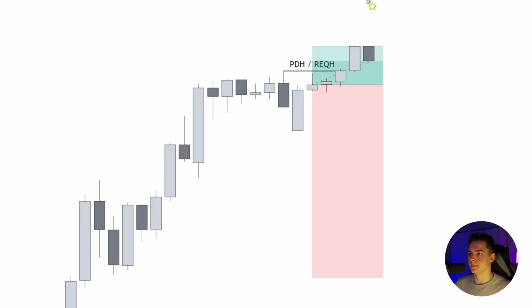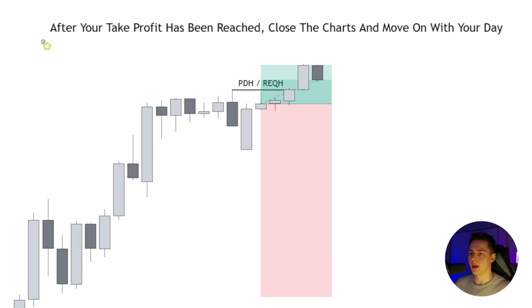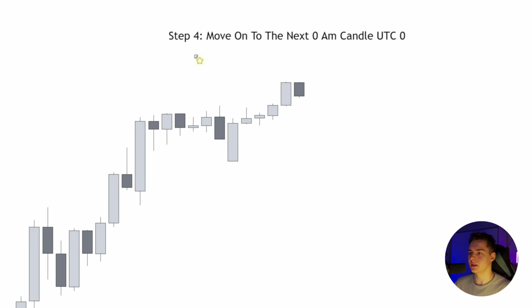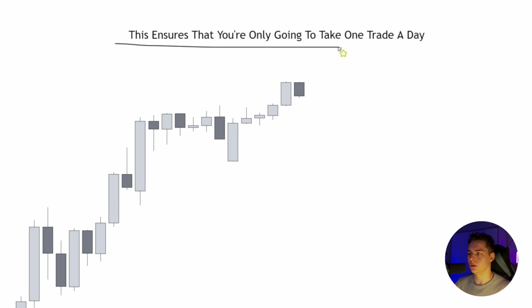So all we really did in this trade is identify the direction for the day and also a draw on liquidity, which gave us a higher probability that we're going to go for the upside and not for the downside. But here's a very important rule: after your take profit has been reached, close the charts and move on with your day. Because trading should be freedom and not hook you for the entire day, looking at charts and destroying your mental capacity. So this leads us to the final step of the strategy: move on to the next 0 AM candle, UTC 0 time, and look for another trade entry, which is going to be the next day. This ensures that you're only going to take one trade a day.